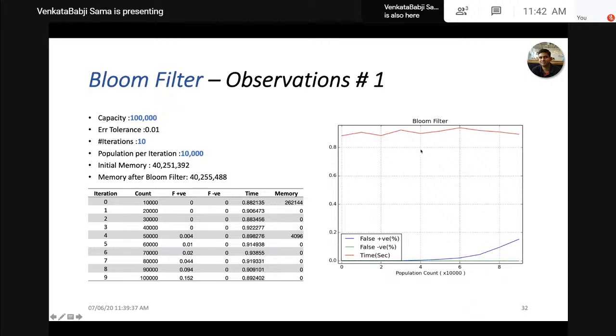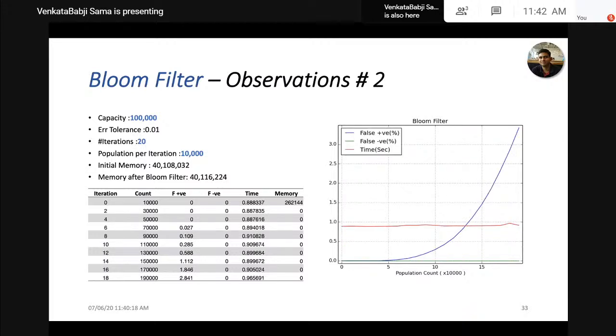This red line is how much time it takes to insert those 10,000 elements in each iteration. Let us not worry about the small spikes going up and down. That is typically how internal memory management and heap management happens. What matters is that more or less it remained flat, at around 0.9. It does not matter whether it is in MB or whatever.